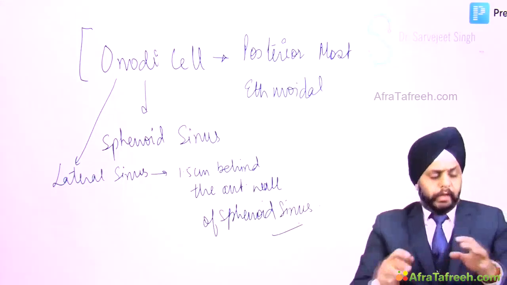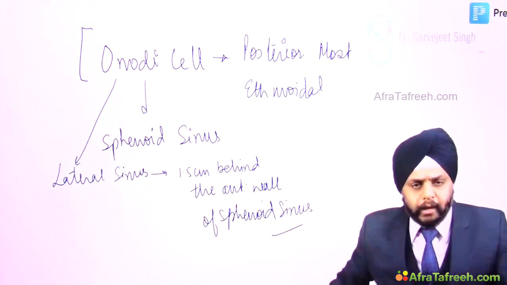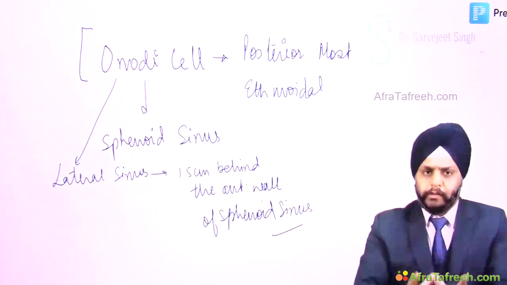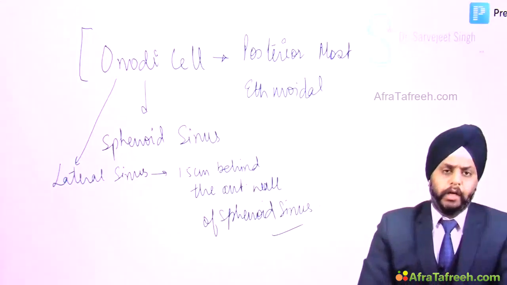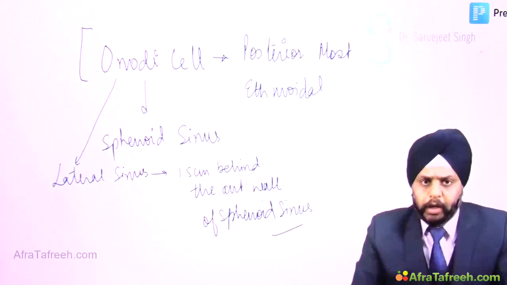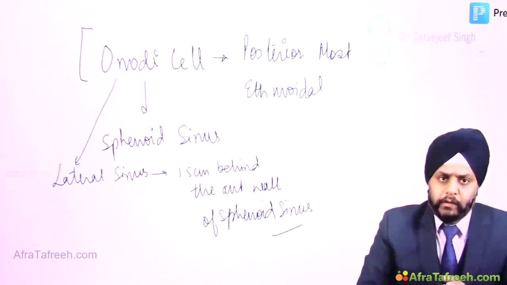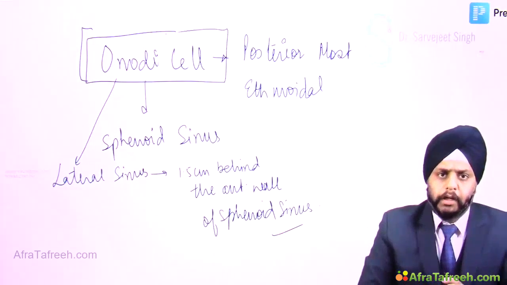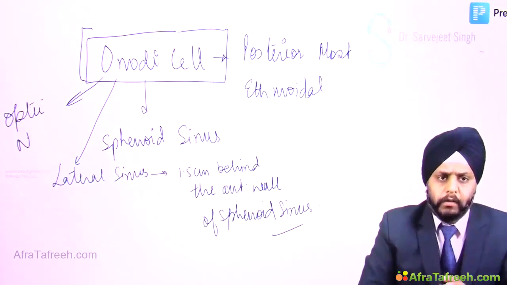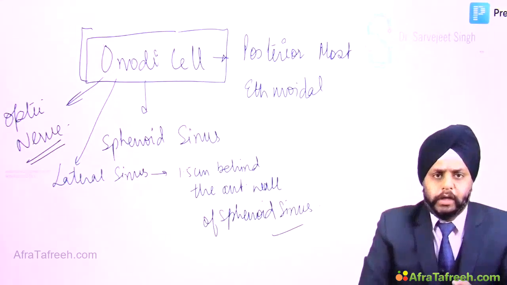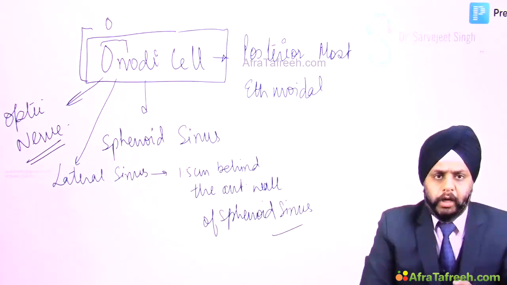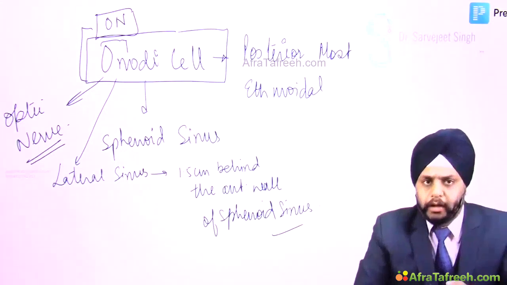Okay, anyways, we will discuss this cell when we discuss the sphenoid sinus. Before I go ahead, I just wanted to tell you one MCQ related to the Onodi cell. Onodi cell has the optic nerve in it. Very easy to remember: Onodi starts with ON, so it has the optic nerve ON in it.